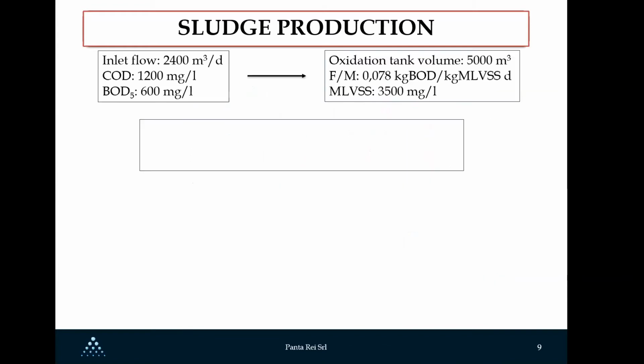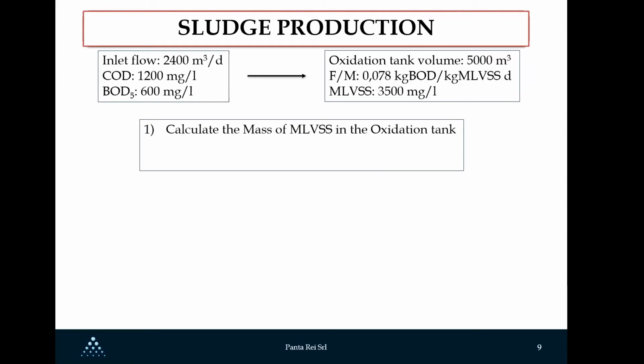Now let's make an example considering this process condition. We have the inlet flow, 2,400 cubic meters per day, inlet COD 1,200 milligrams per liter, BOD 600 milligrams per liter, then the oxidation tank volume is 5,000 cubic meters, the F/M is 0.078 and the MLVSS 3,500 milligrams per liter.